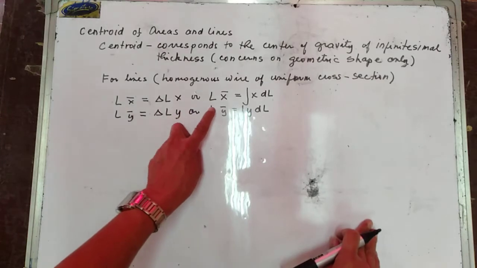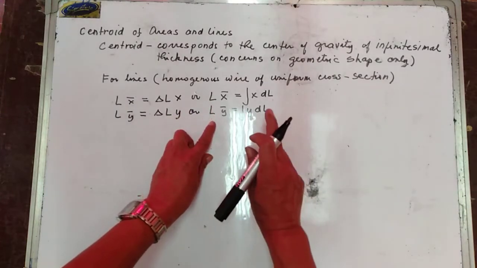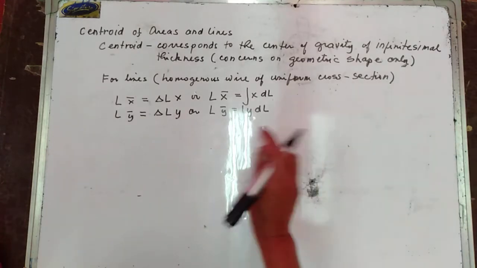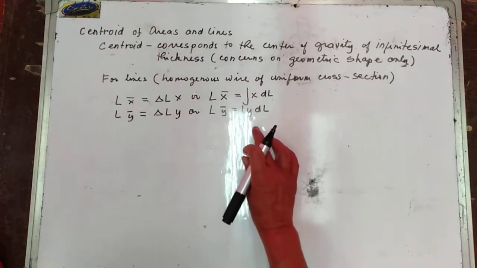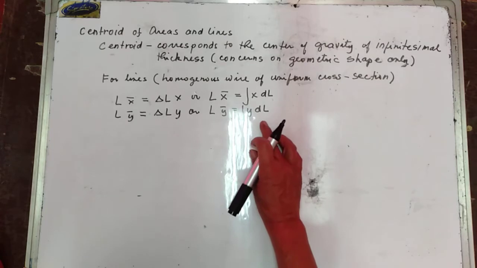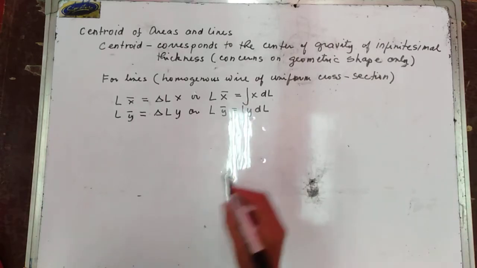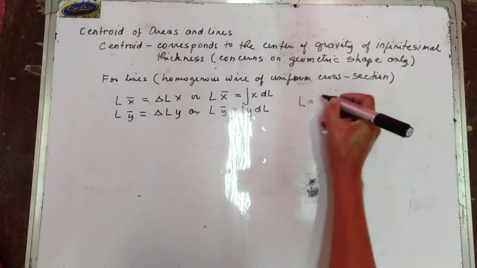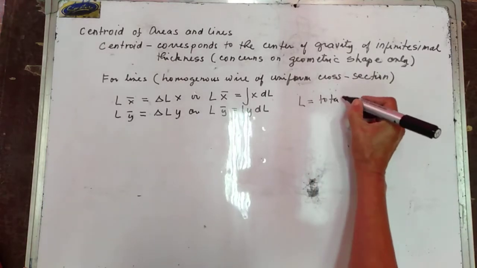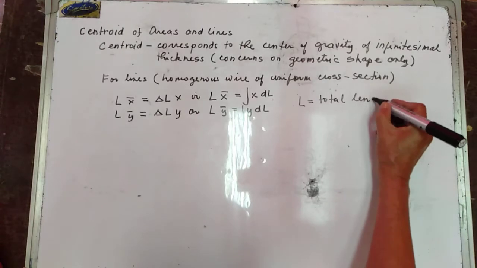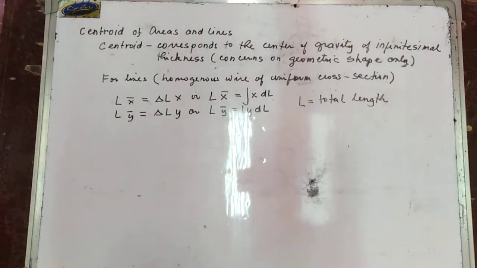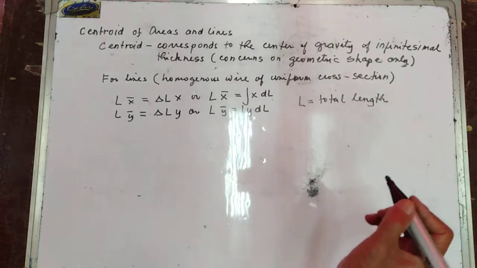Hence, x bar is now equal to the integral of x dL all over the total length, and y bar is equal to the integral of y dL all over the total length. You try to take note in here that your L is now the total length of the homogeneous wire of uniform cross section.